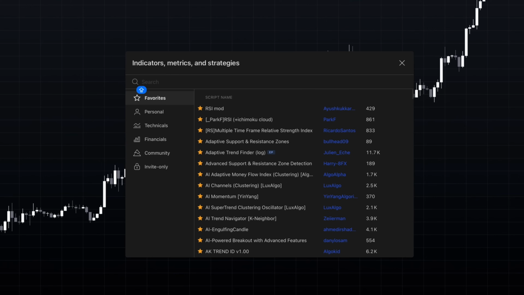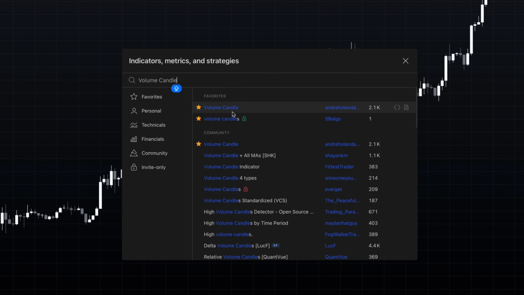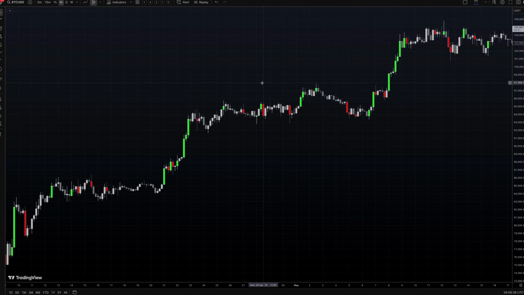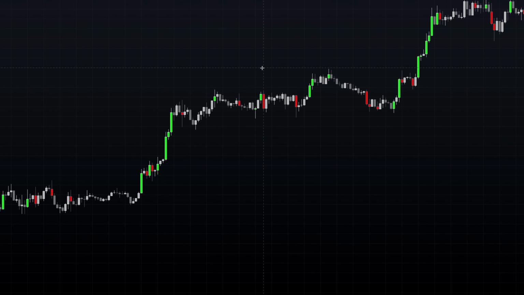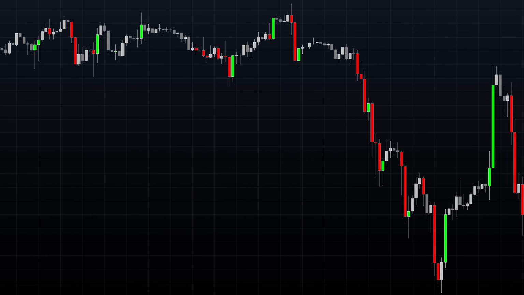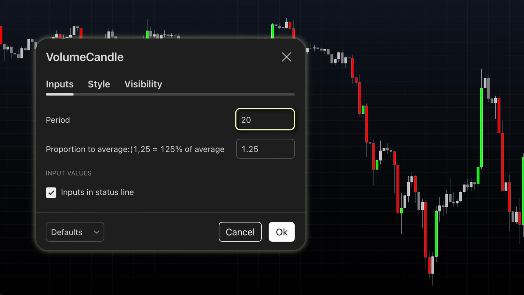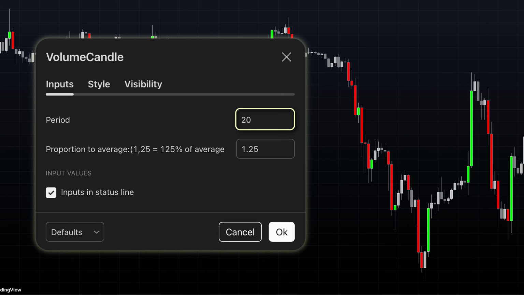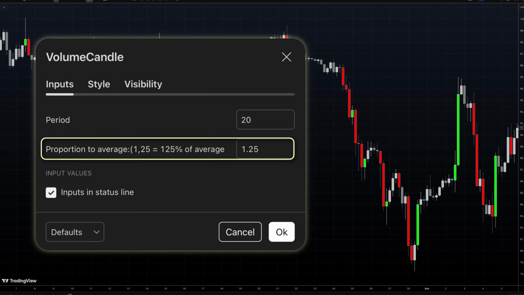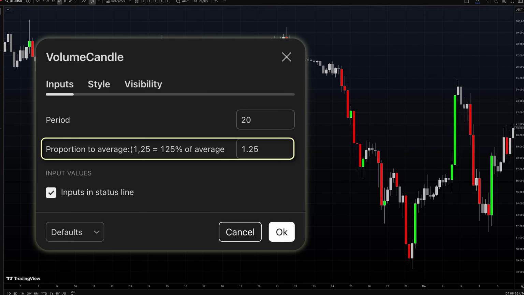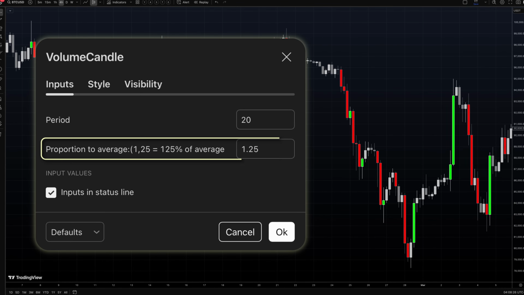The volume candle indicator was created by Andre Hollanda, 73, using PineScript version 3. It enhances traditional candlestick charts by dynamically changing candle colors based on volume intensity. The script compares each candle's volume to an exponential moving average, EMA, of volume over a user-defined period, scaled by a chosen factor, for example, 1.25 to represent 125% of the average.